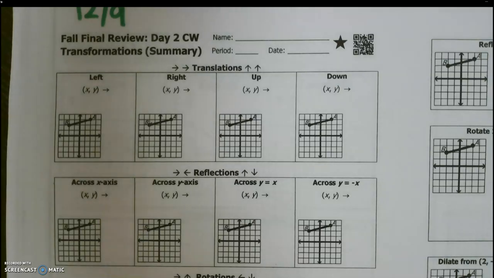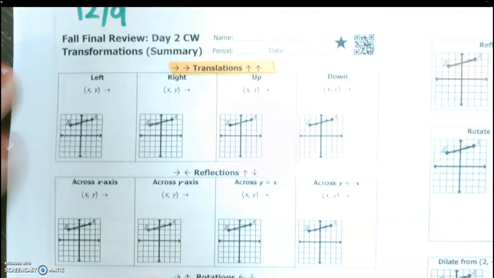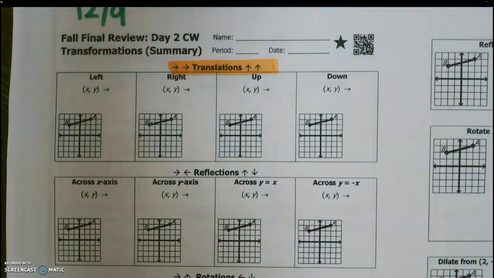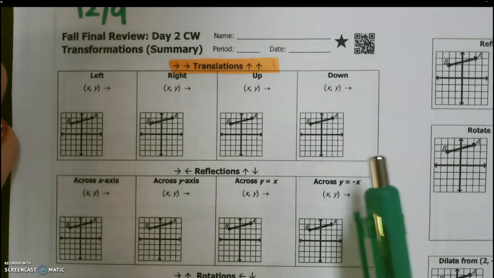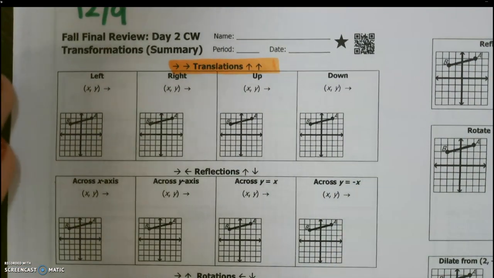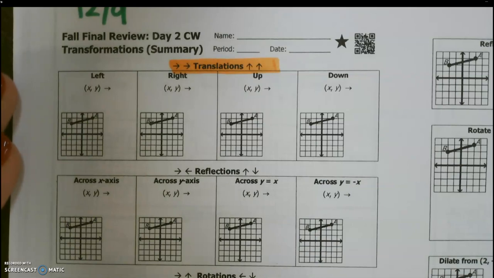All right, guys, let's go over the rules for all of our different transformations. The first category that we have are translations, right, which are moving things left, right, up, and down. We're going to do everything just by 2 units for an example in this section.